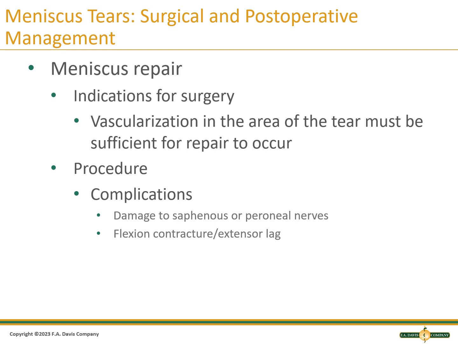They just go in typically arthroscopically and will put in sutures where the tear is, depending on the shape and extent of it. If it is unable to be repaired, then they will typically remove the portion of the meniscus that is causing any kind of joint obstruction. Complications that occur from surgical intervention for meniscus include damage to the saphenous or peroneal nerves and flexion contracture or extensor lag postoperatively.